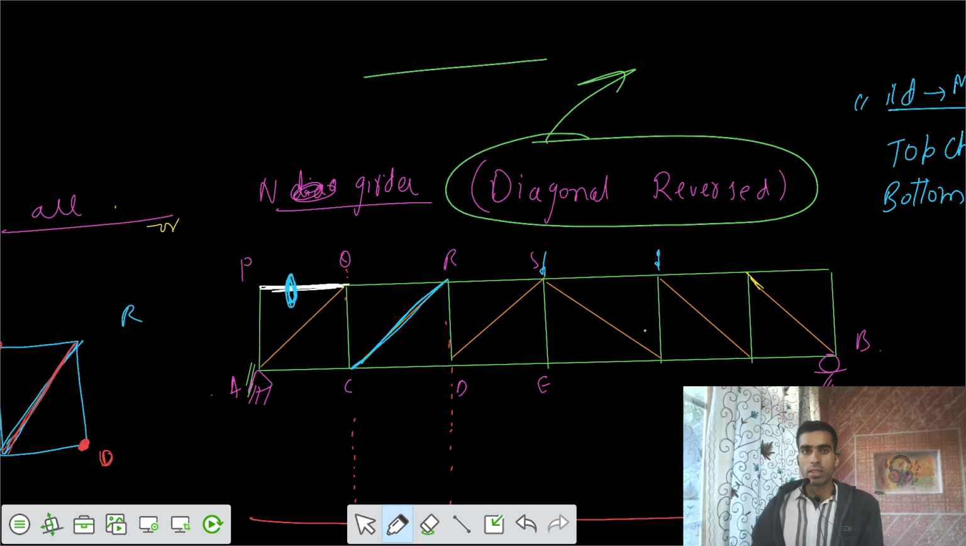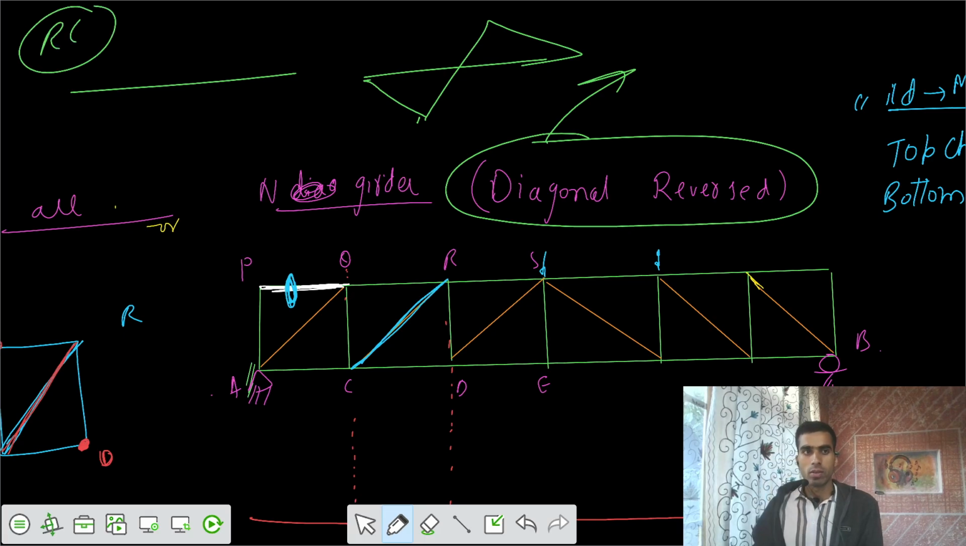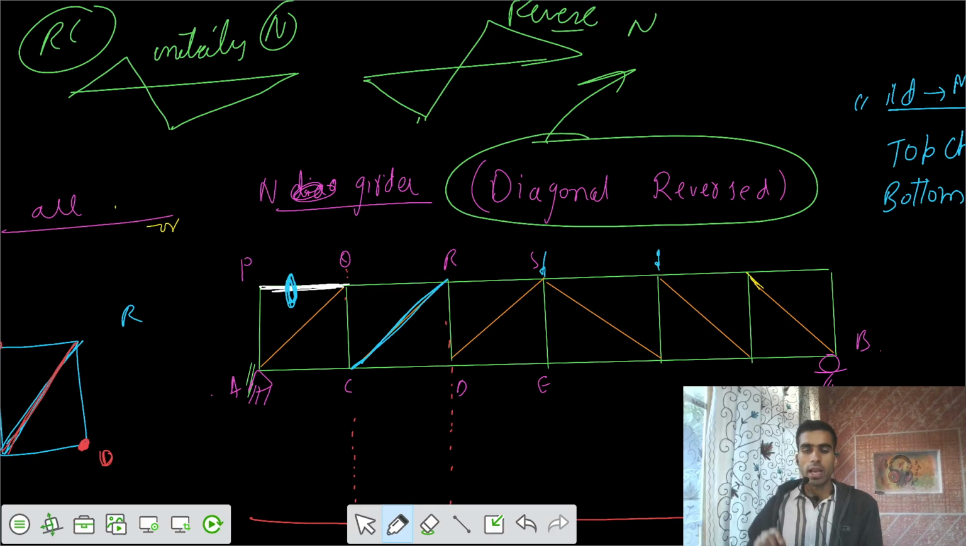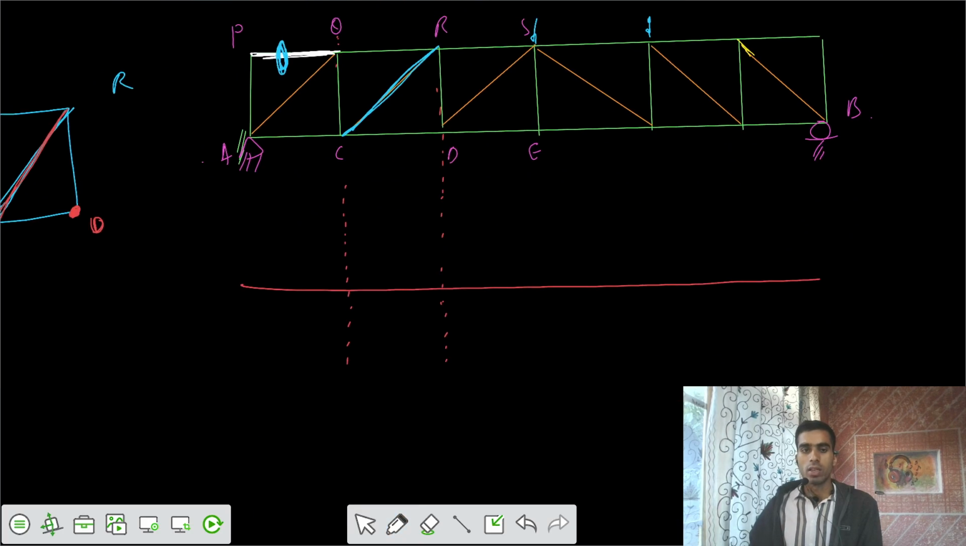That means the diagram gets reversed. If the diagram for the RC initially would have been in this way, starting upwards, this was for the N case. But for the reverse N, your diagram would be downwards, starting in the downward direction, then from the other side it's upwards. So finally this is negative, positive, then you join the two.